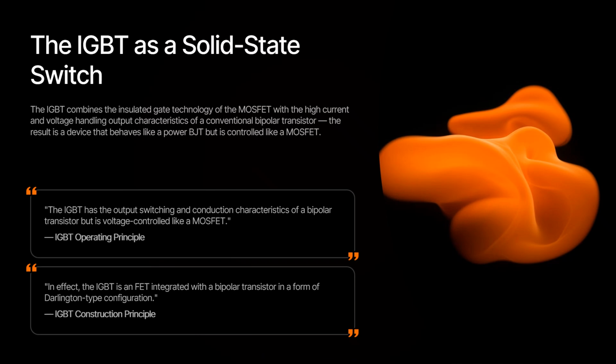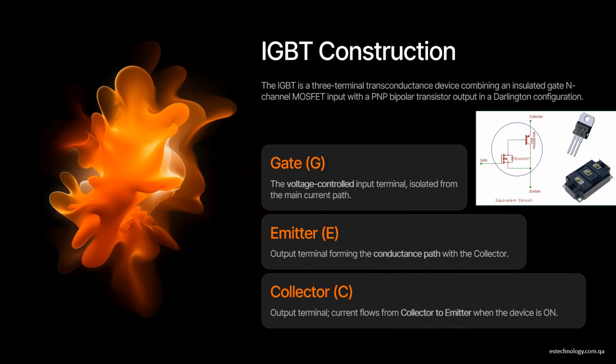IGBT construction principle. In effect, the IGBT is an FET integrated with a bipolar transistor in a form of Darlington-type configuration. IGBT construction. The IGBT is a three-terminal transconductance device combining an insulated gate N-channel MOSFET input with a PNP bipolar transistor output in a Darlington configuration.